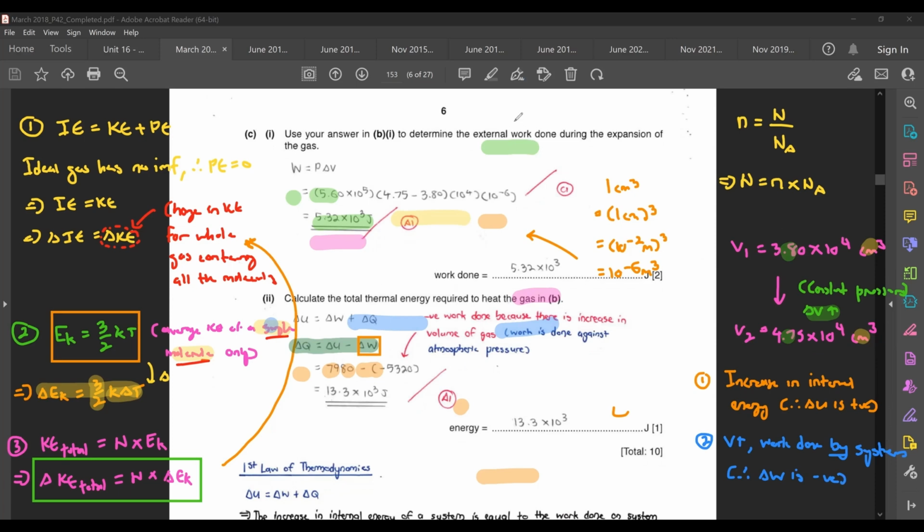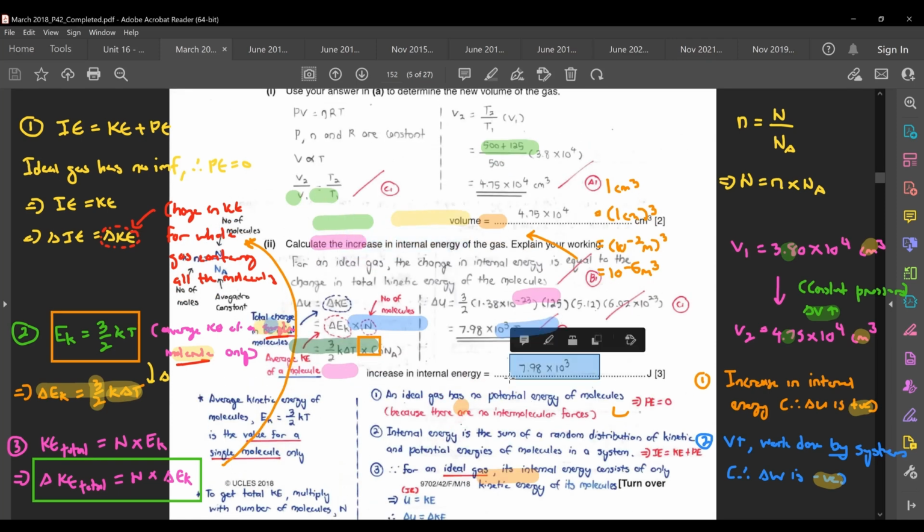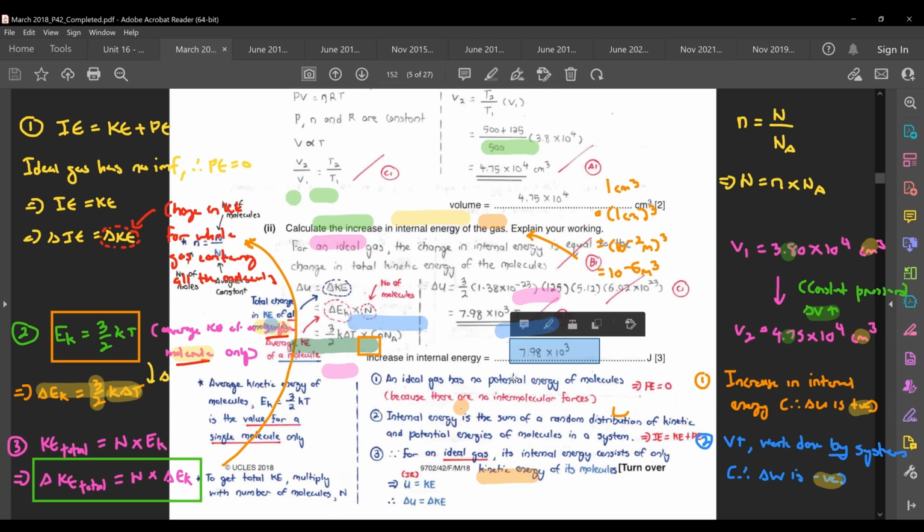Okay. So right now, if you want to sub in your values for delta U and delta W, you need to take into account the specific sign that they should have. Your delta U, the increase in internal energy, is 7,980. It's going to be positive. You already found this value in part 2 before this.